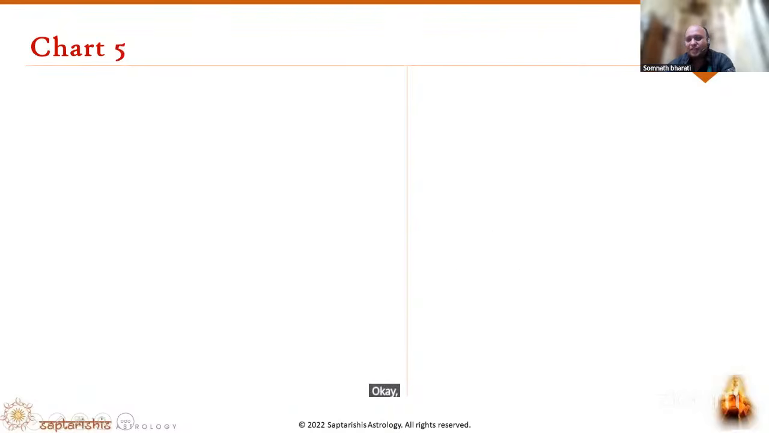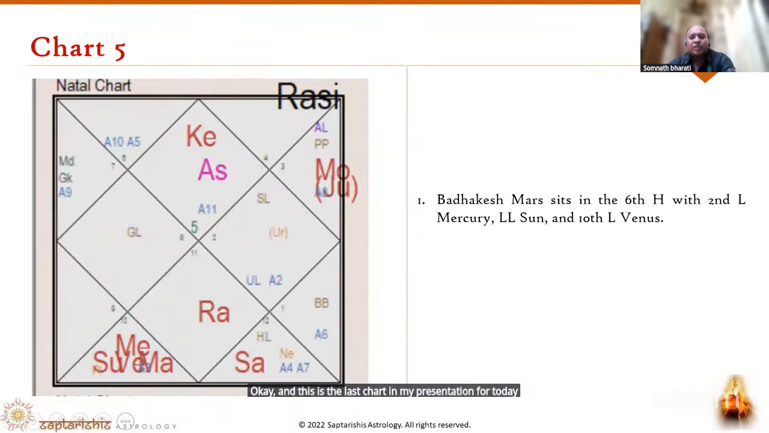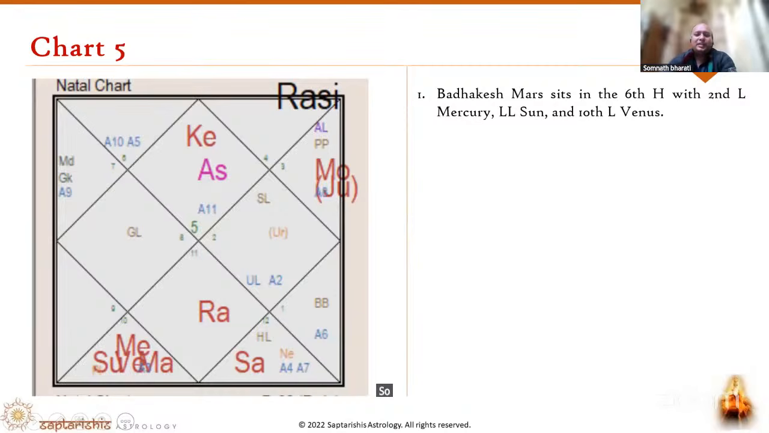Okay, and this is the last chart in my presentation for today. So in this case, we can see that the ninth house is a Badhak house, whose lord Mars is in the sixth house, with the second lord Mercury, Lagna lord Sun, and 10th lord Venus. As Sunil Sir has taught us, the 10th house also shows us longevity.